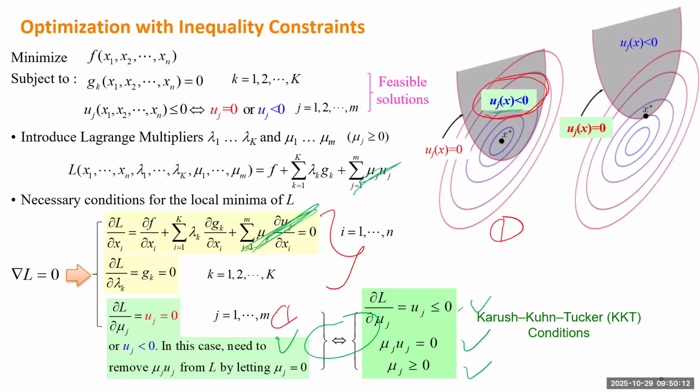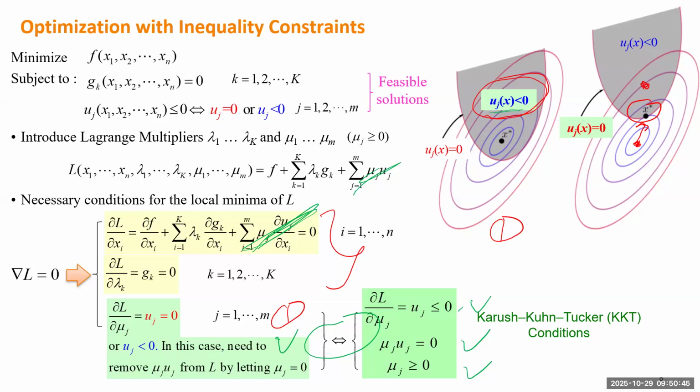For case number two, the original stationary point stays outside of this shadow area, which means it cannot be a feasible solution. So we have to find some point which is close to that stationary point, which will be this new x star. The new x star has to stay on the boundary of this inequality constraint, because if it's somewhere inside, a point closer to the stationary point would have the smallest cost.